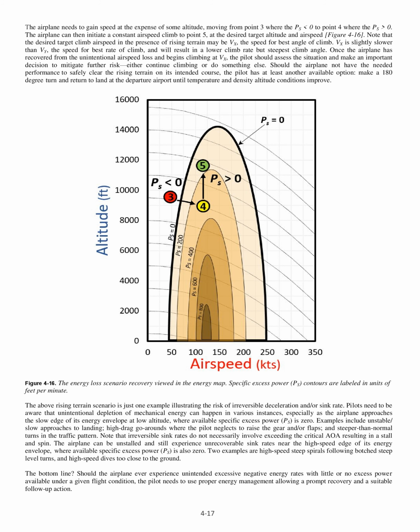Note that the desired target climb airspeed in the presence of rising terrain may be Vx, the speed for best angle of climb. Vx is slightly slower than Vy, the speed for best rate of climb, and will result in a lower climb rate but steepest climb angle.